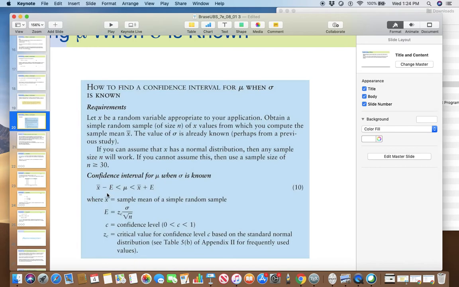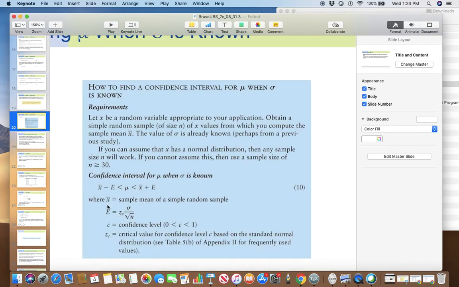The confidence interval is X bar minus E until X bar plus E. This is mu between these two numbers. Where, what is X bar? That is the sample mean of a simple random sample. E is the error tolerance or the maximum margin of error, ZC times sigma over square root n. What is ZC? ZC is the critical value for confidence level C. C is the confidence level given between 0 and 1.